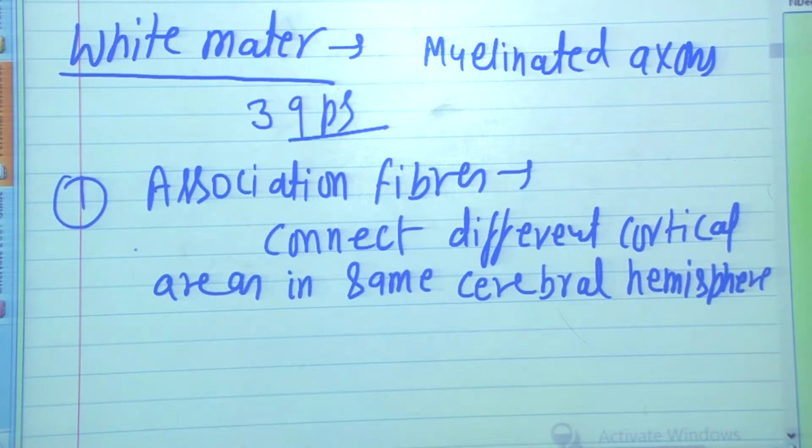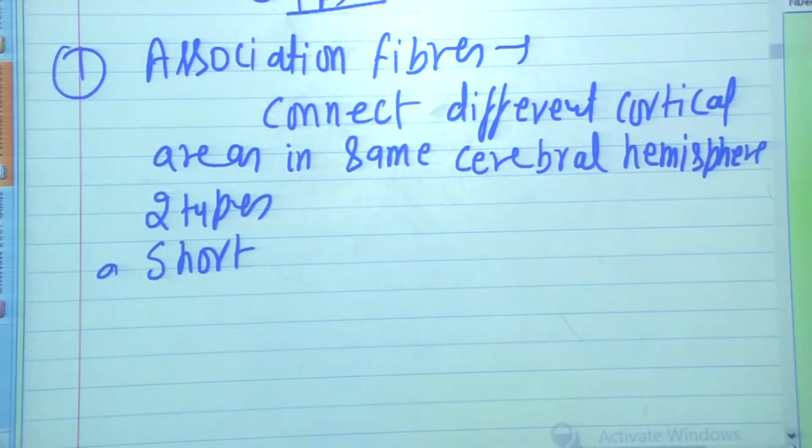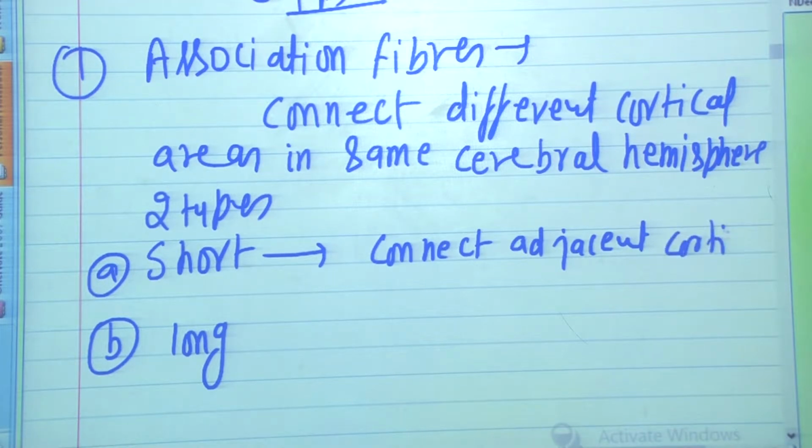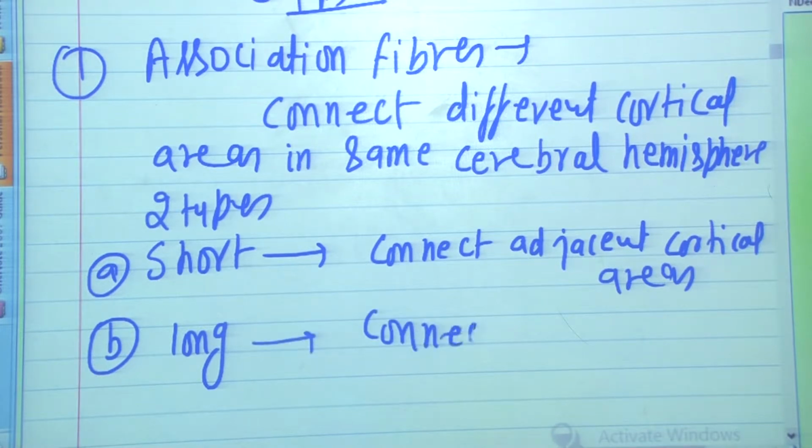We divide these association fibers into two types: short association fibers and long association fibers. Short association fibers connect adjacent cortical areas, while long association fibers connect distant areas.